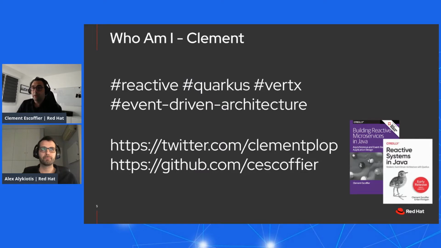All right, thank you, Alex. So my name is Clement Escoffier. I'm a senior principal software engineer at Red Hat. I do a lot of reactive things. I'm acting as a reactive architect. I did a lot of Vert.x in the past. Today, I'm doing a lot of Quarkus, and I'm really focusing on event-driven architectures.